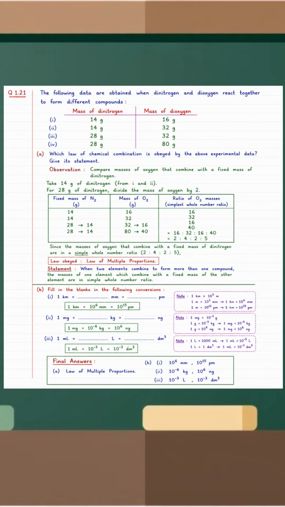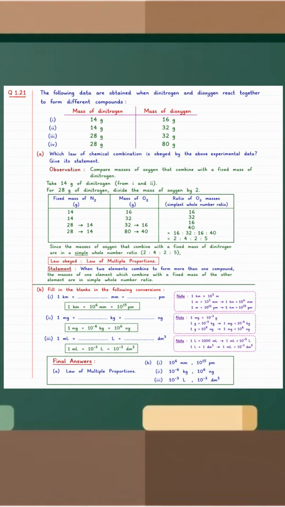Step 1. Fix the mass of one element. Here, we take dinitrogen as fixed. We observe that, in first case, 14 grams nitrogen reacts with 16 grams oxygen. In second case, 14 grams nitrogen reacts with 32 grams oxygen. Now take the cases where nitrogen is 28 grams.